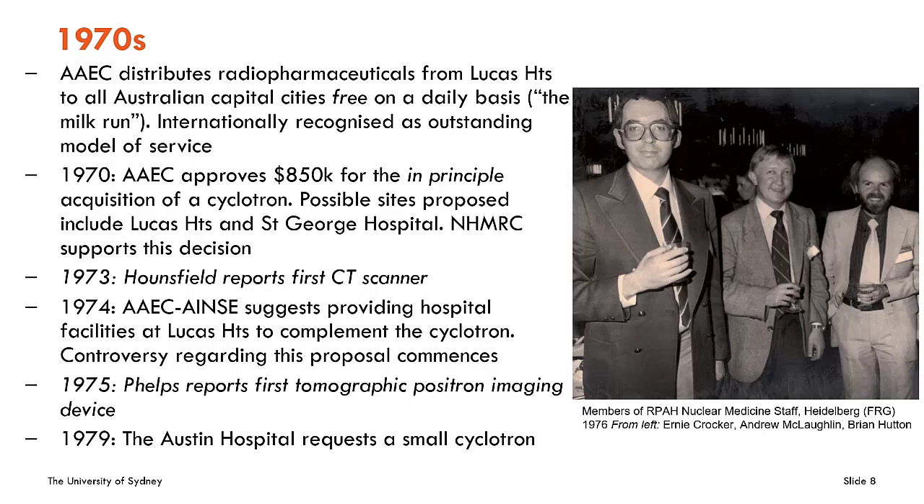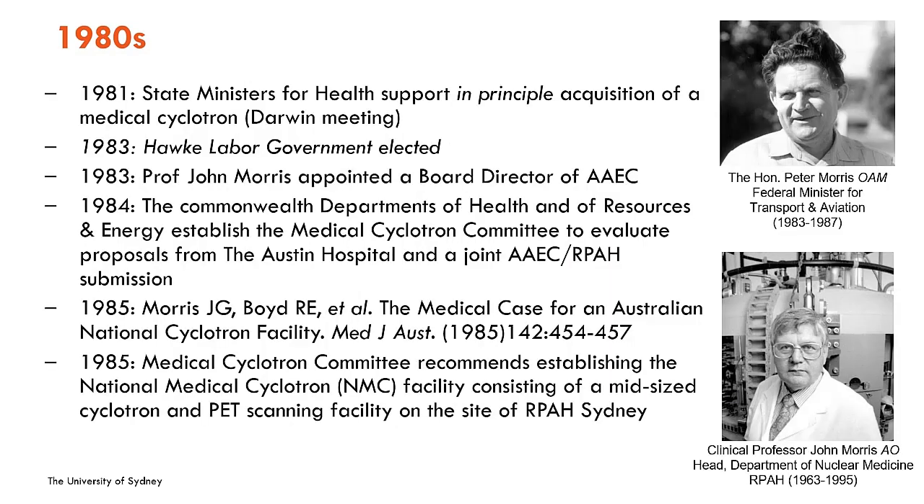In 1975, Mike Phelps reported the first tomographic positron imaging device, brain scanning with FDG, again, this now introduces a new reason for needing and wanting a cyclotron to start to look at these sorts of scans. In 1979, again, very early on, the Austin Hospital requests a small cyclotron. As it's a small cyclotron, we assume that it's for PET studies, as PET was now being made commercially available with the ECAT III system from EG&G Ortec.